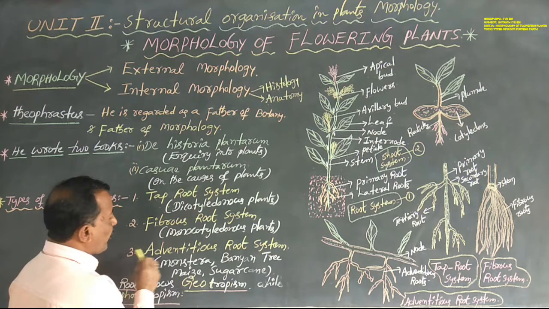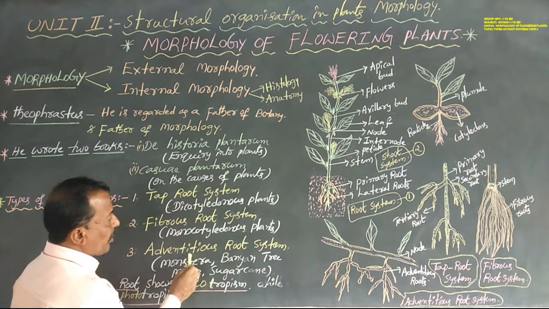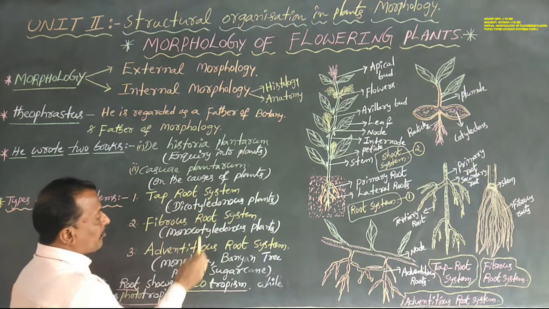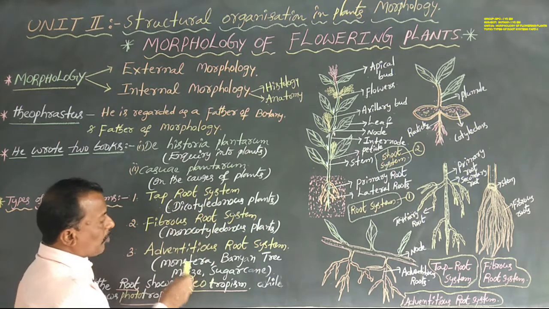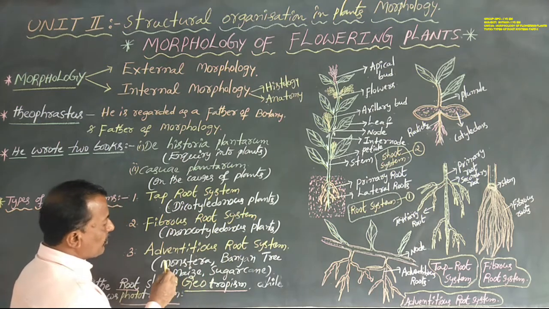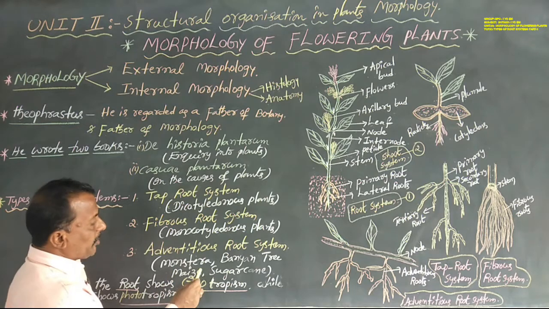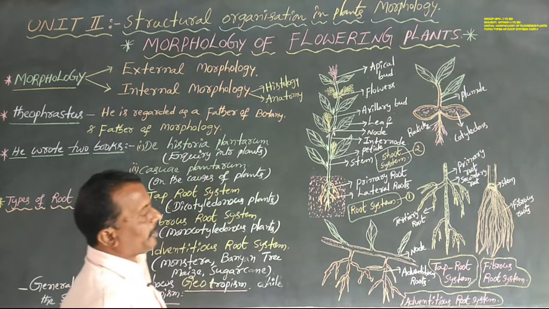Next, coming to the third one, adventitious root system. Adventitious root systems are seen in some of the dicotyledon plants and in some of the monocotyledon plants. Some of the dicotyledon plants are monstera and banyan tree. Some of the monocotyledon plants are maize and sugarcane.